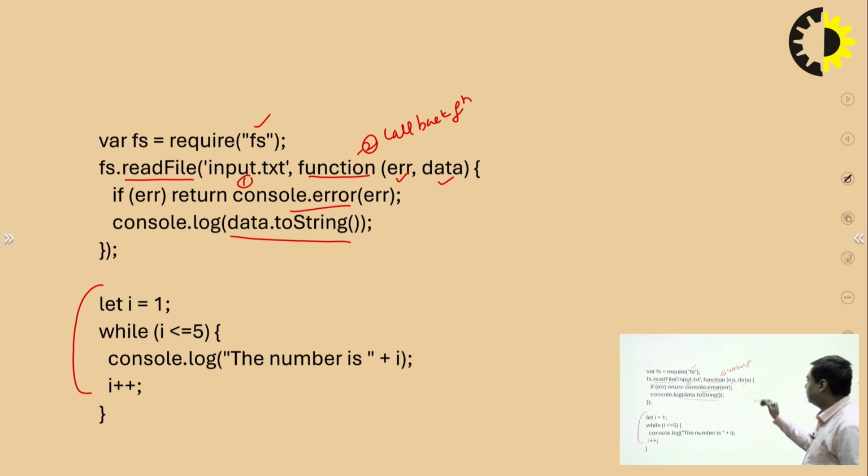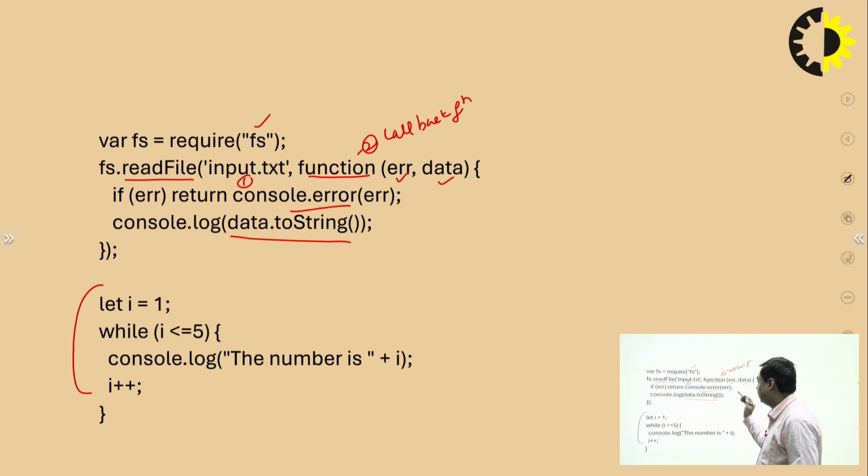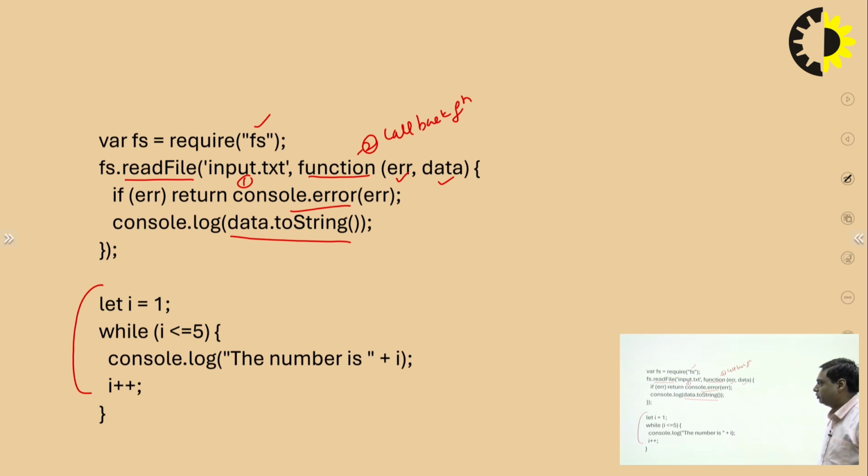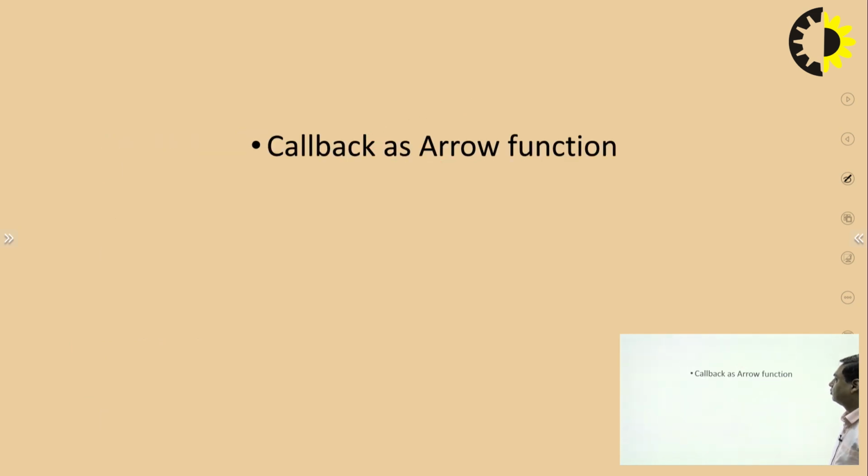You can see that at the time of displaying the content, this while loop will also execute. So it is possible that this code has completed its job first. It will display the values 1, 2, 3, 4, 5, then it will display the content of the file. So you can see the output.